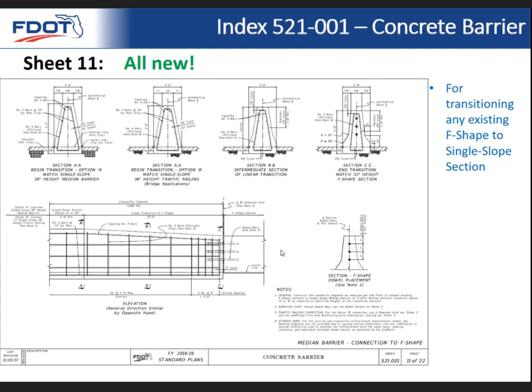Now, also on the right side, you can say that, well, out there in the field, you have miles and miles of F-shaped barrier, but you want to install a bridge, and you know design life on a bridge is pretty long, so you want to put the nice new single slope in there. So in that case, you use option B over here on the left side for the traffic railing on a bridge. And then over here on the right would be the existing barrier that's out there, just the roadside item.